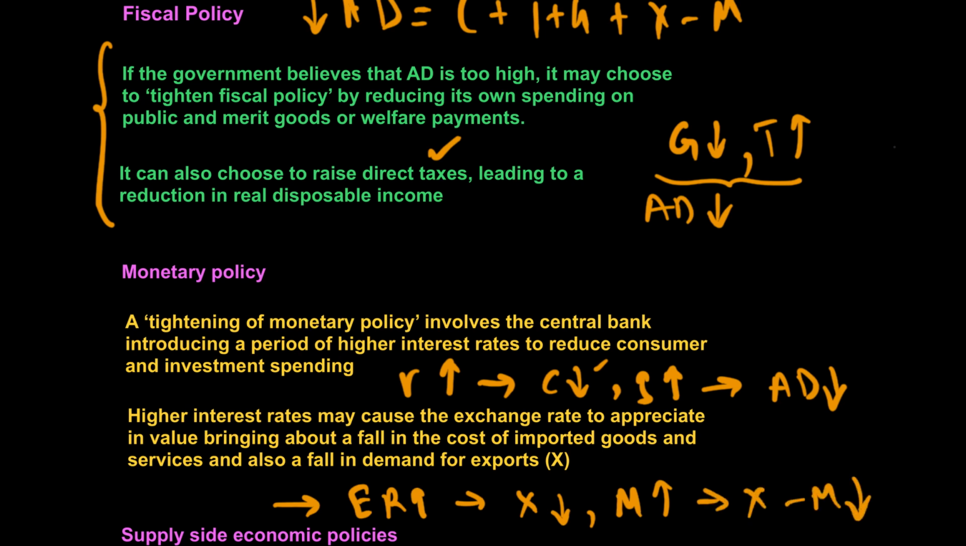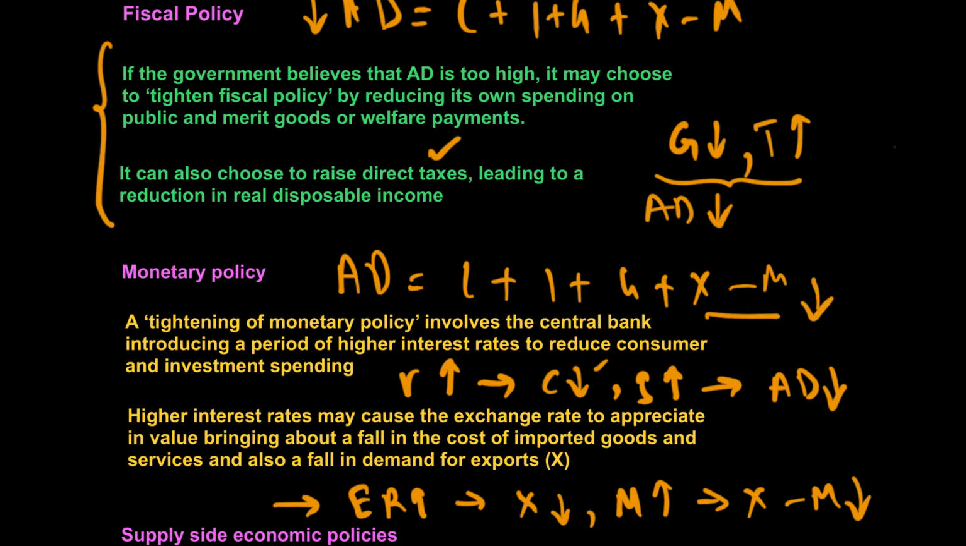So another aspect that happens is basically, remember, AD is equal to C plus I plus G plus X minus M. So not only is your X minus M going down, but also I and C are going down because the cost of borrowing and the incentive to save is going up. So this is what we call monetary policy, which results in AD falling in an economy.